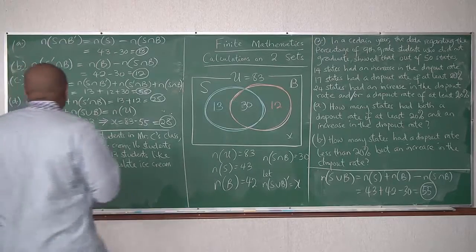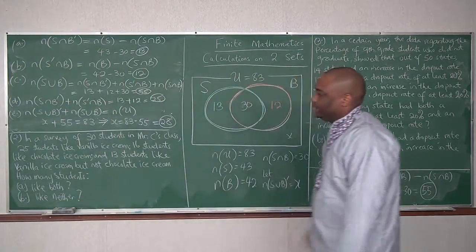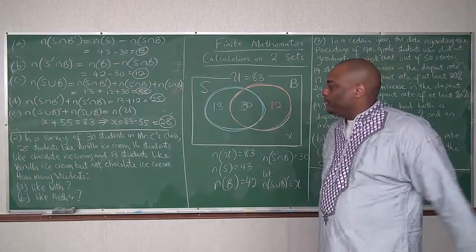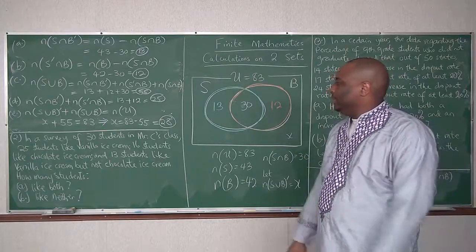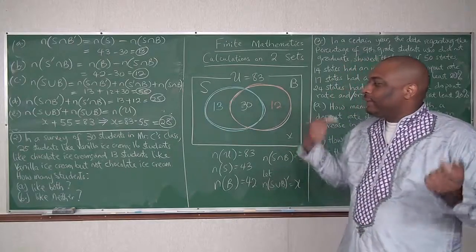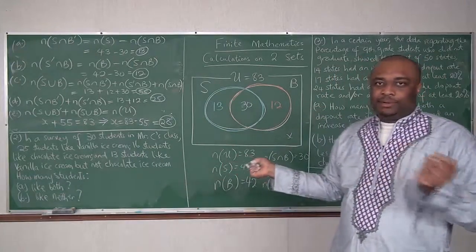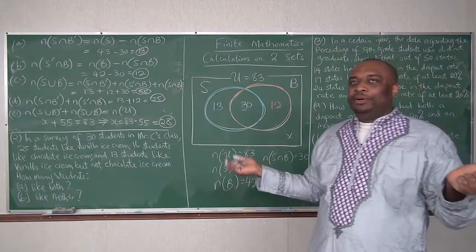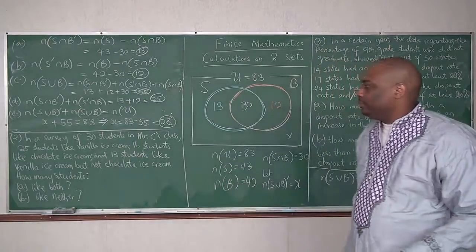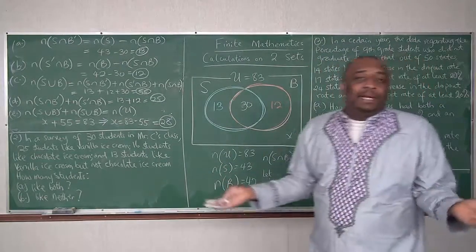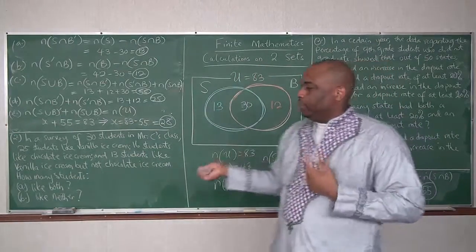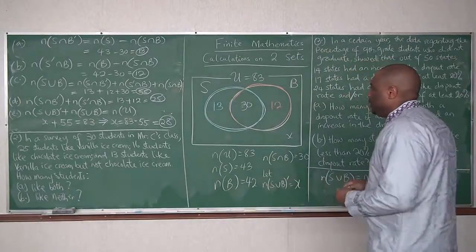Question 2. In a survey of 30 students in Mr. C's class, 25 students like vanilla ice cream, 16 students like chocolate ice cream, and 13 students like vanilla ice cream but not chocolate ice cream. You see that now? So 13 students like vanilla ice cream but not chocolate ice cream. That tells you that 13 students like vanilla ice cream only. Now, how many students like both? How many students like neither?